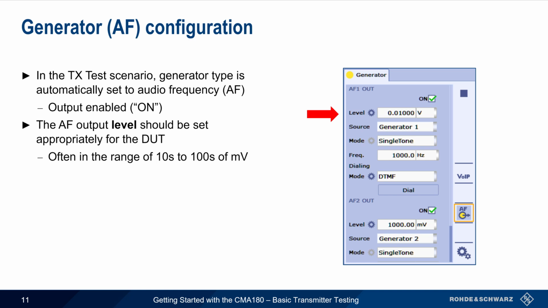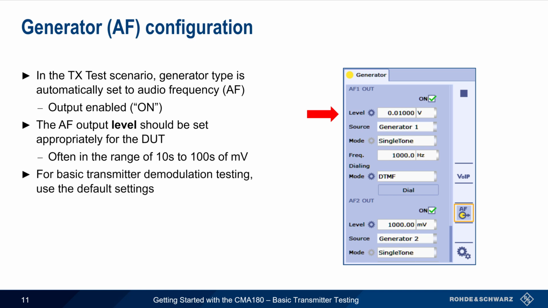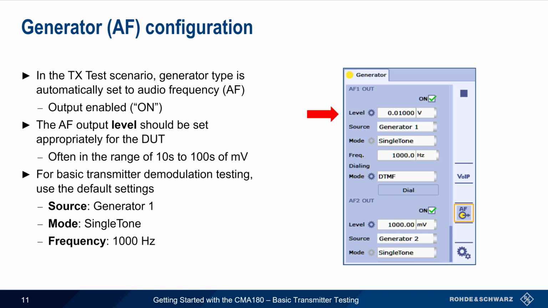For basic transmitter testing with audio demodulation, the remaining settings can usually be left at their default values, namely source set to generator 1, mode set to single tone, and frequency set to 1000 Hz. With these settings, the signal at the AF1 output connector on the CMA will be a 1000 Hz tone with the user-specified voltage level.